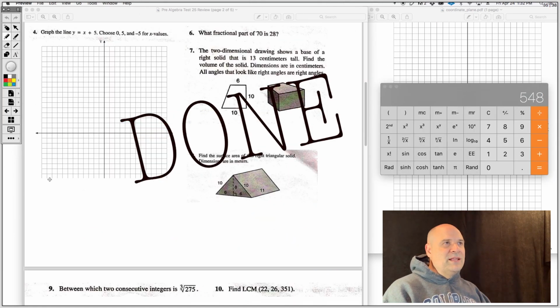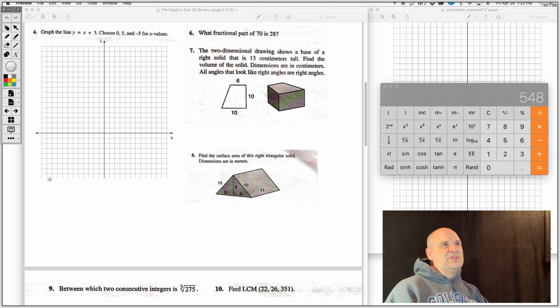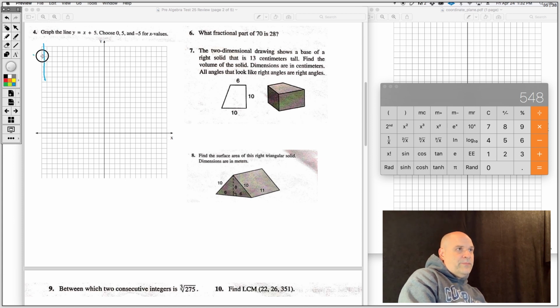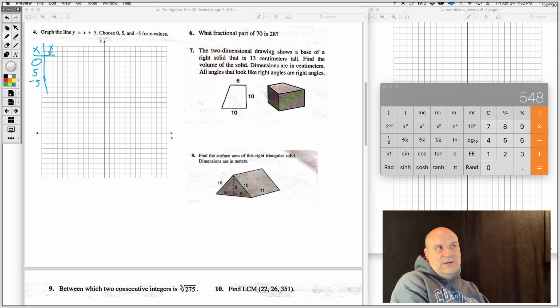Number 4, graph the line y equals x plus 5. Choose 0, 5, and negative 5 for x values, okay? So we're going to do a little t-chart here. And our x and y values, they tell us to choose 0, 5, and negative 5 for our x values. So we have to figure out what y is going to be when we plug in 0 for x, then 5 for x, and then negative 5 for x. So let's do that.